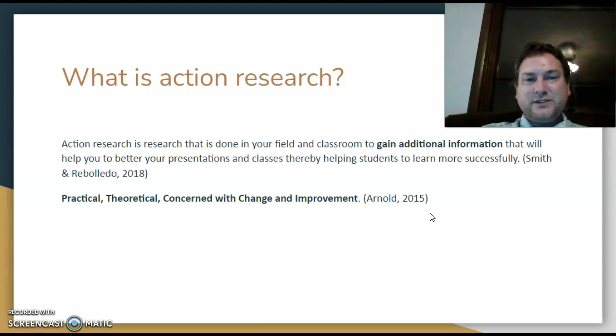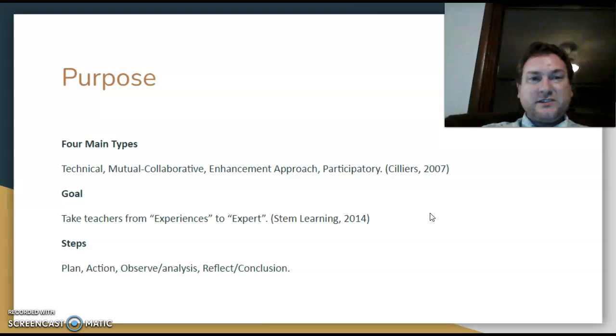Action research is research that is done in your field and classroom to gain additional information that will help you to better your presentations in classes, thereby helping students to learn more successfully. It is practical, theoretical, concerned with change and improvement. The purpose of action research. First, there are 4 main types. There's technical, mutual collaborative, the enhancement approach, and participatory.